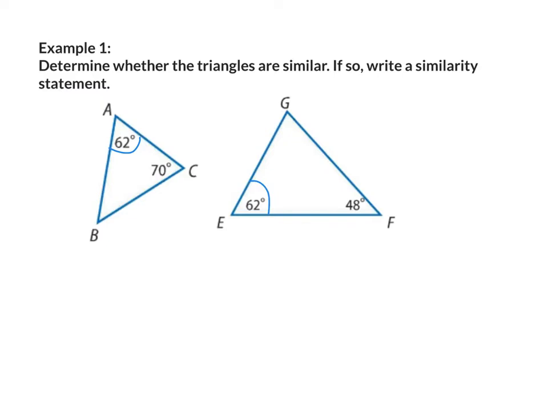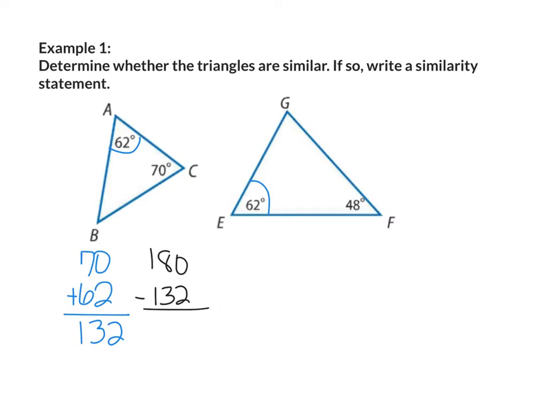However, I know that every triangle adds up to 180 degrees. So I'm going to take 70 and 62 and add them together. That will give me 132. I'm going to subtract it from 180. And when I subtract, I end up with 48 degrees. So that means angle B is 48 degrees, and angle B is congruent to angle F because it's also 48 degrees. So that means triangle ABC is similar to triangle EFG.